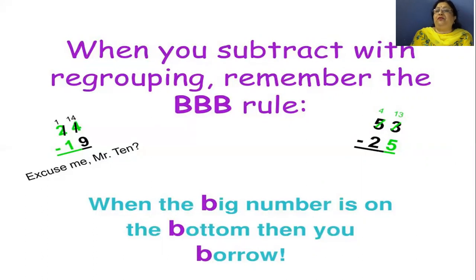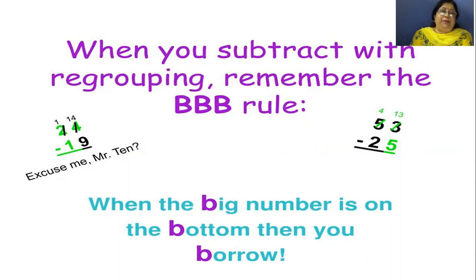5 is going to become 4 and 3 is going to become, yes, 13. 13 minus 5. What are you going to get? 8. Very good. 4 minus 2 is 2. Very nice. So what is the answer? The answer will be 28.